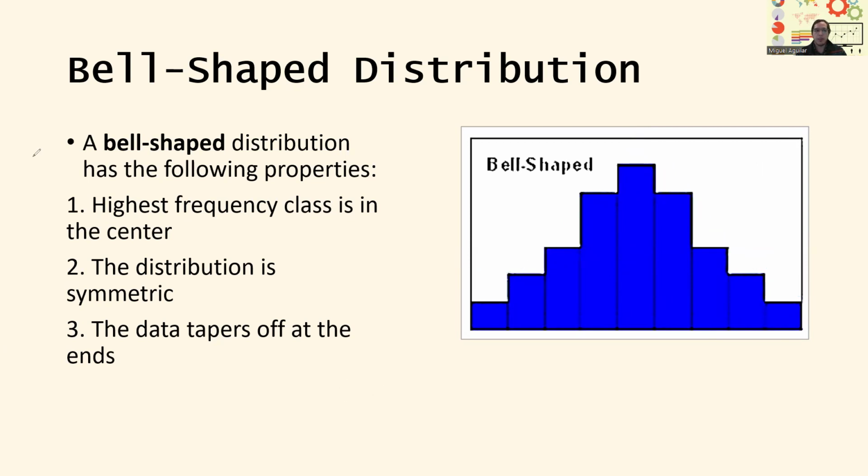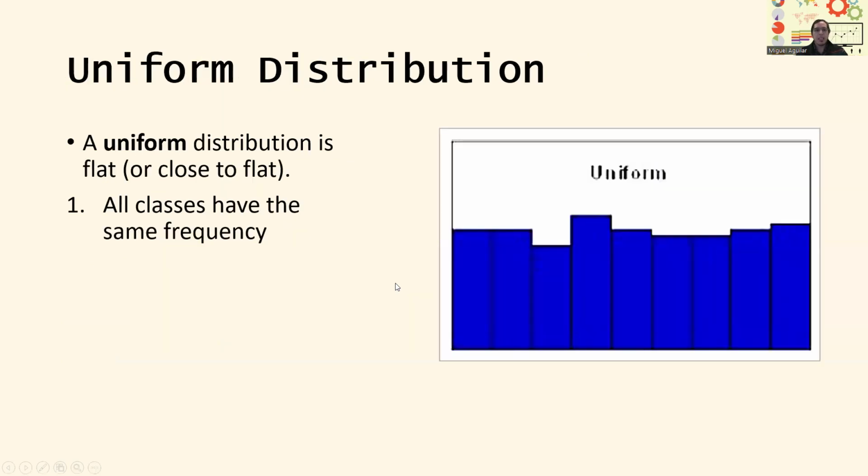Okay, the next type of distribution that we're going to get into is the uniform distribution. Now, this is one of the simplest types of distributions that you might come across, and it has one very important property that describes this, and that's all classes have the same frequency or roughly the same frequency.